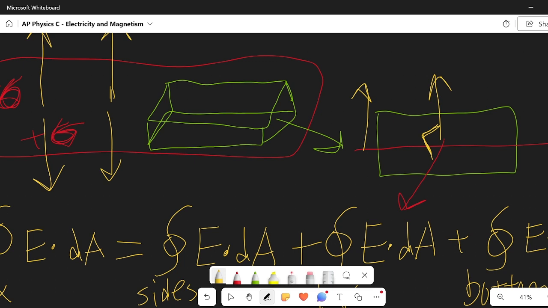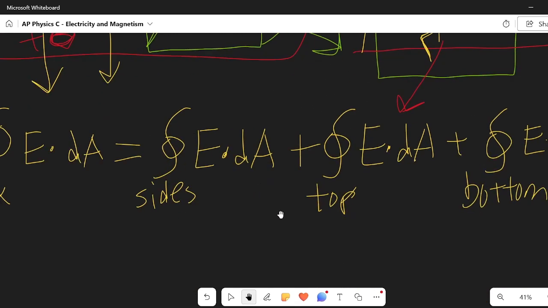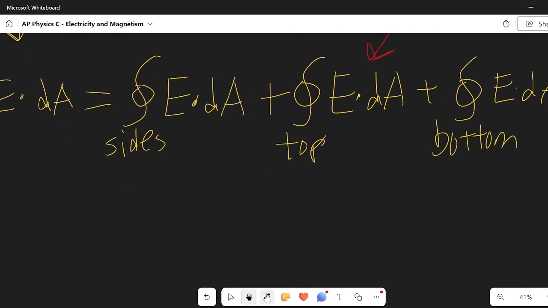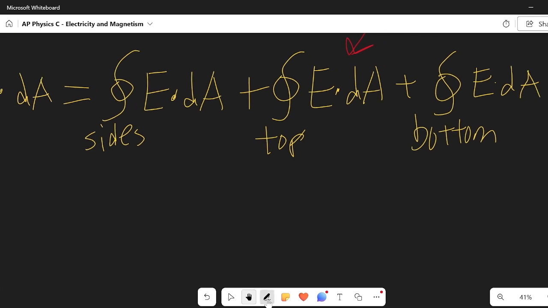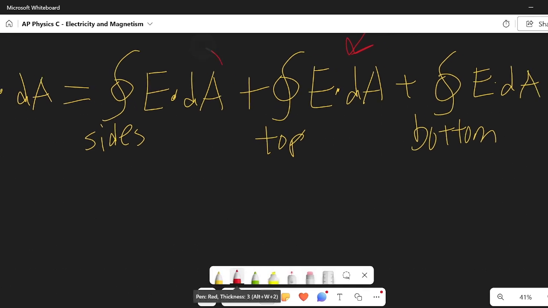They're at a right angle, so the cosine will just be 0. So these sides actually don't even matter in this case. This entire expression right here becomes 0.